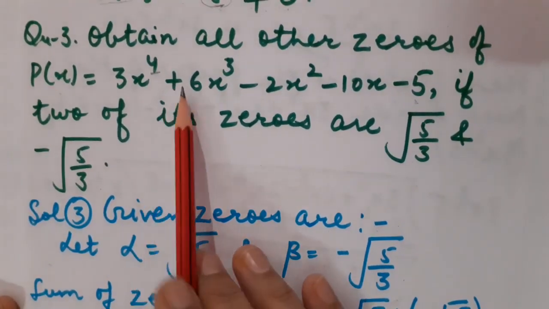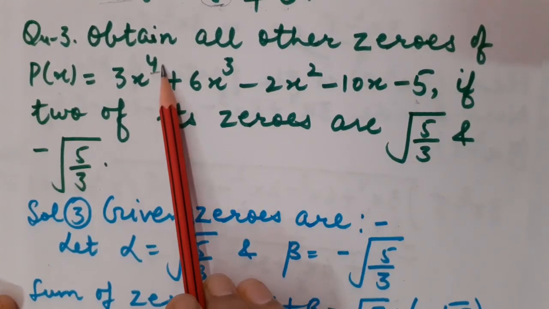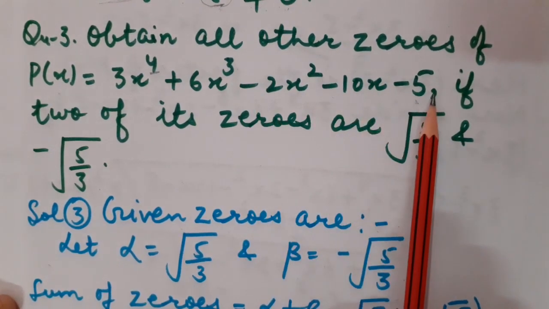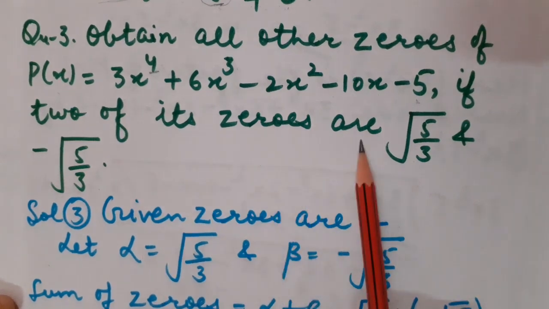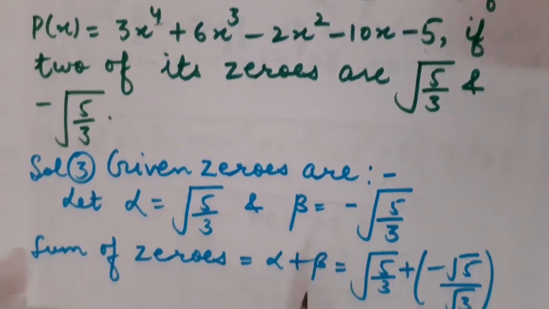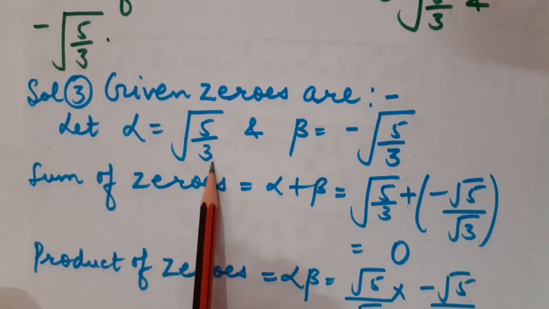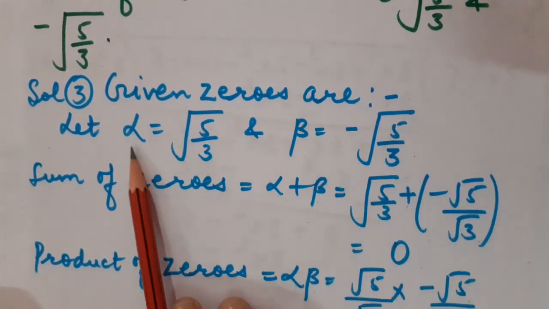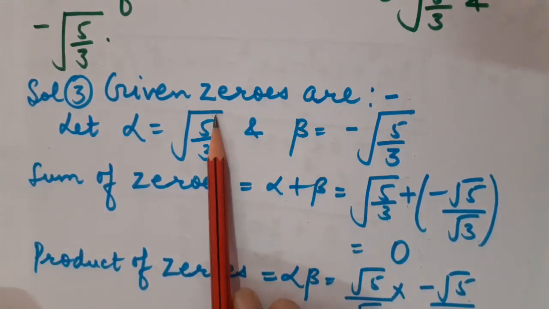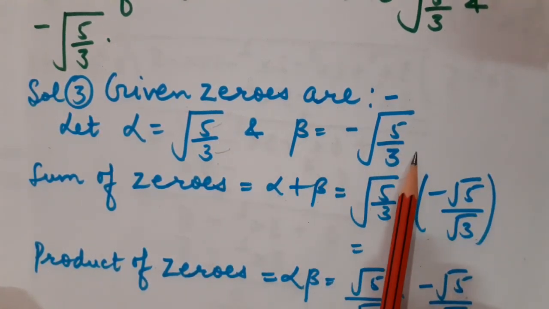The question is: obtain all other zeros of p(x), that is 3x raised to the power 4 plus 6x cube minus 2x square minus 10x minus 5, if two of its zeros are root(5/3) and minus root(5/3). So what are the given zeros? Let us consider the very first zero as alpha and the other zero as beta. So let alpha is equal to root 5 by root 3, and beta is minus root 5 by root 3.